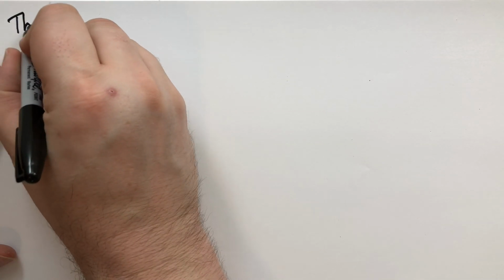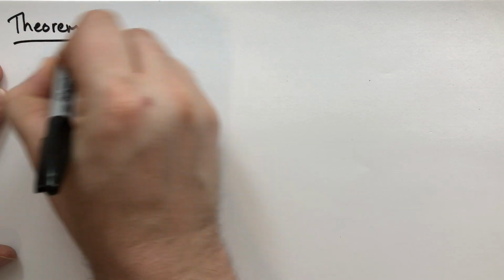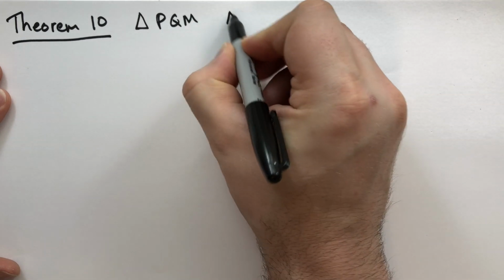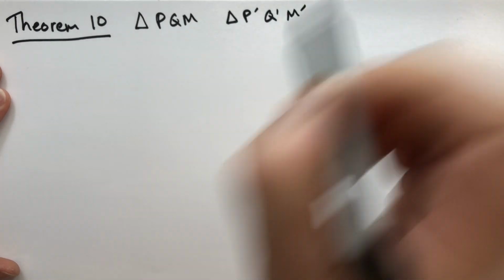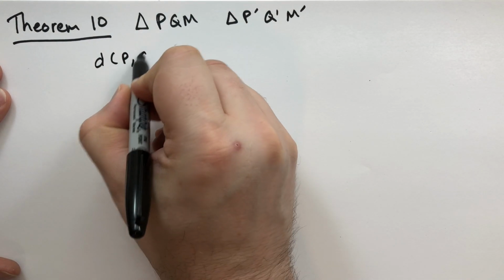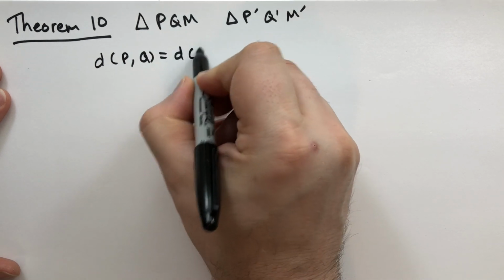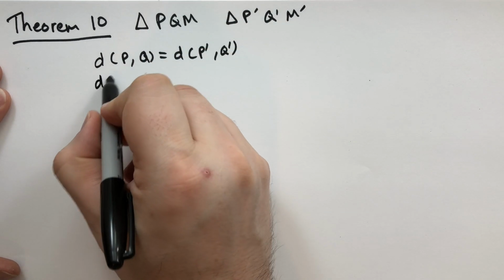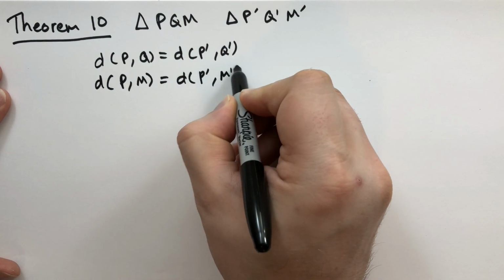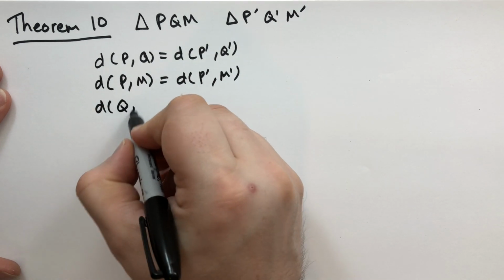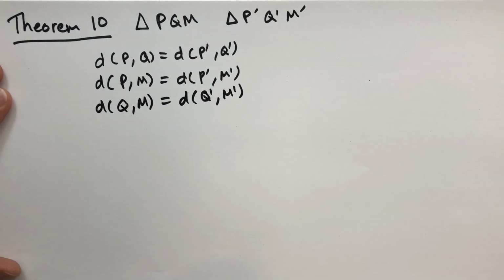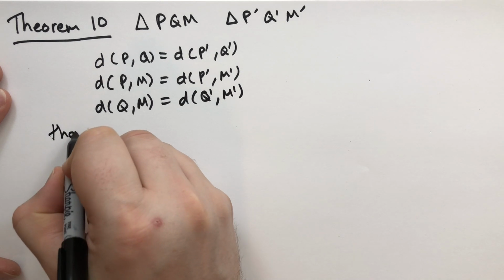So theorem 10 is a bit broader proof for triangles. This one says we have two triangles, PQM, and triangle P prime, Q prime, M prime. And so these triangles have legs of all the same length. So the distance from P to Q is the same as the distance from P prime to Q prime. So the corresponding legs are the same length. P to M is the same as the distance from P prime to M prime, and the distance from Q to M is the same as the distance from Q prime to M prime. Okay? And if this is the case, then they are congruent.